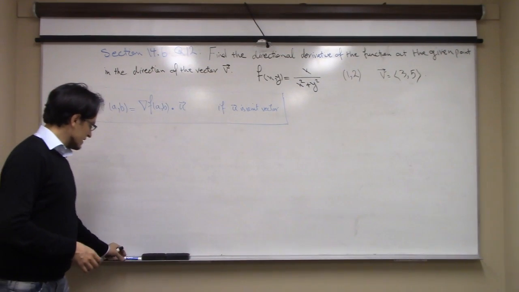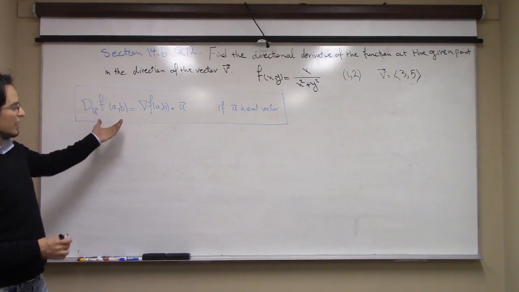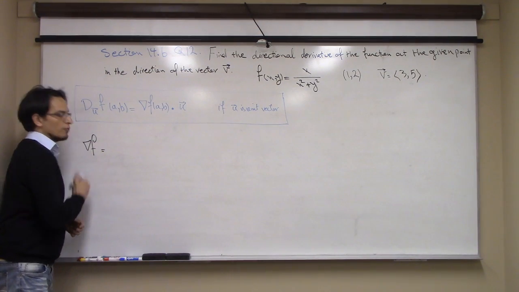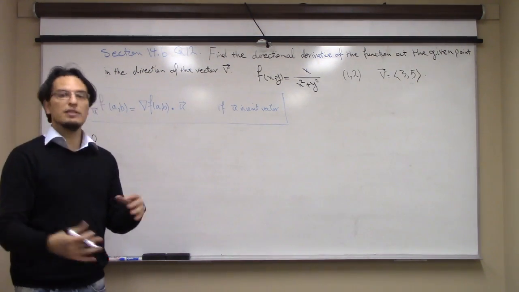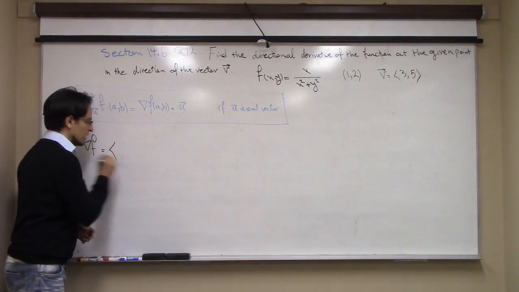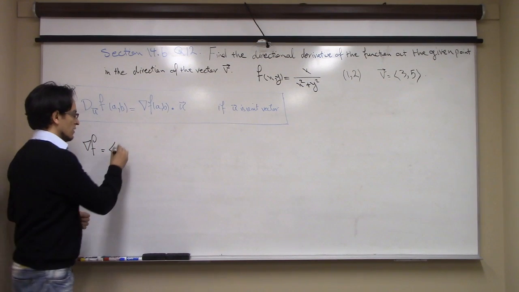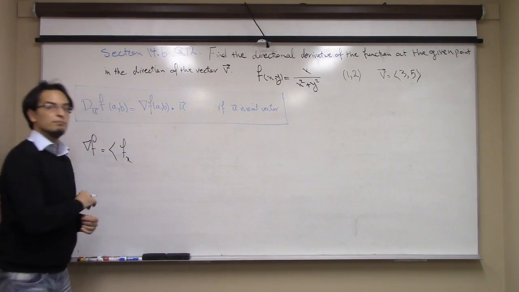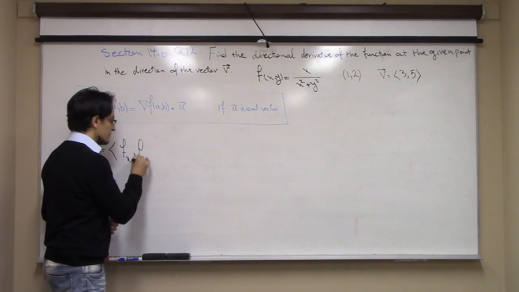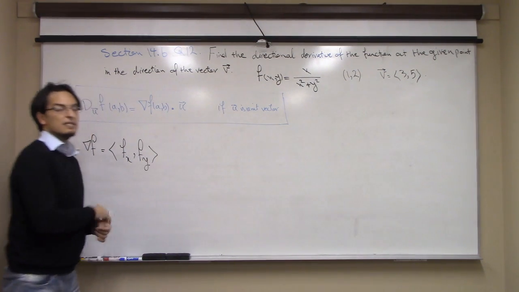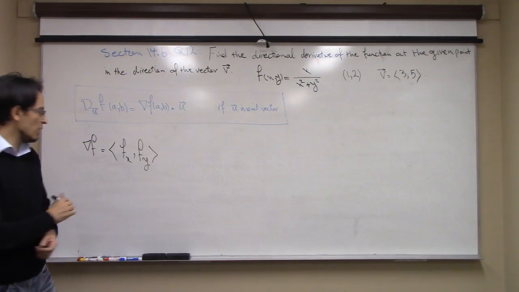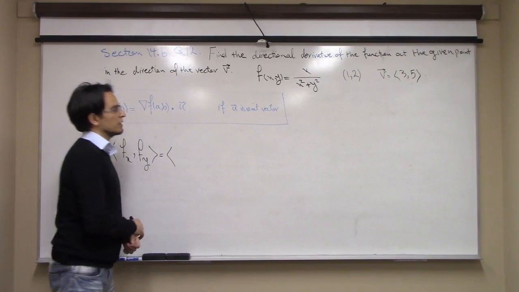Okay, so the first step is to find the gradient of the function f. First I'm going to find it for a general point, then I'm going to plug in the point (1, 2). So what is the gradient? The gradient is a vector whose first component is the partial derivative with respect to x, and the second component is the first partial derivative of f with respect to y. So then we are ready to go.